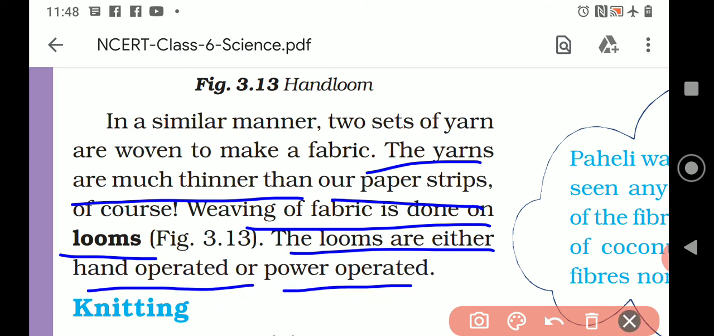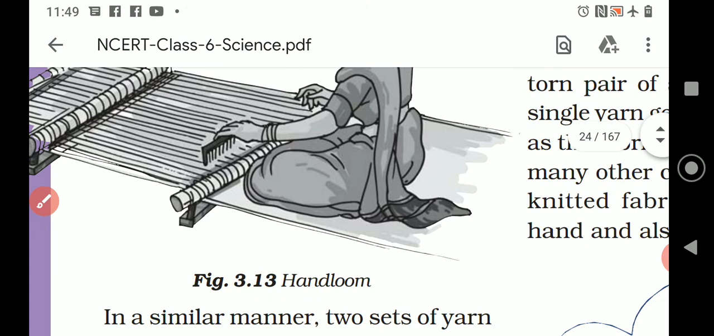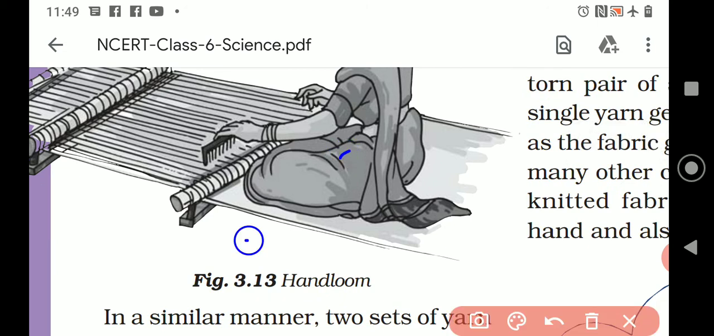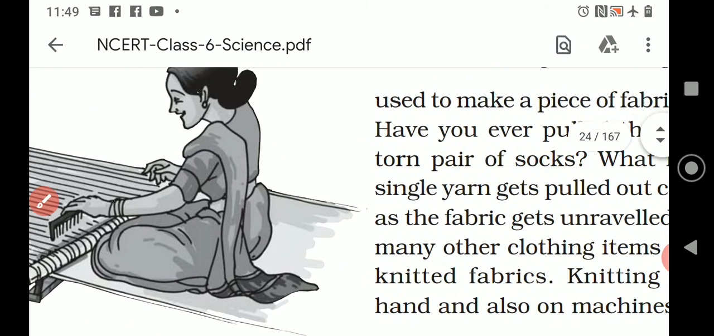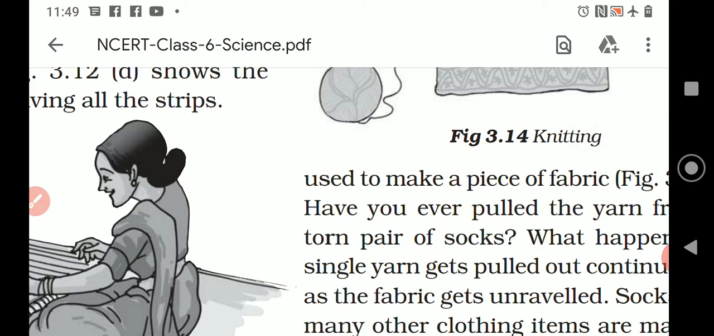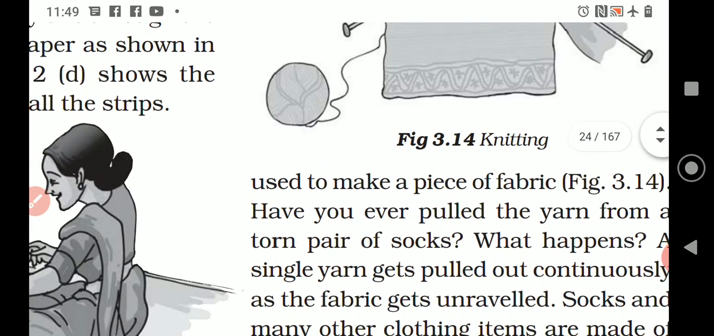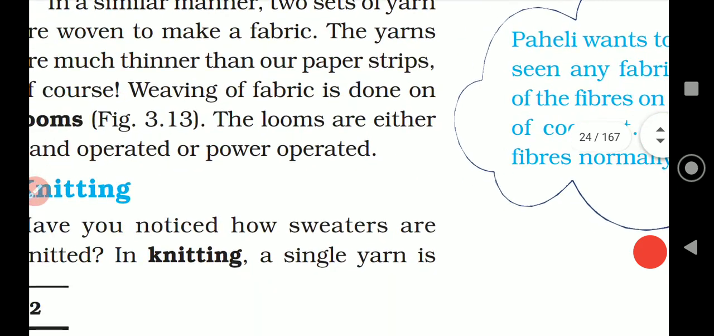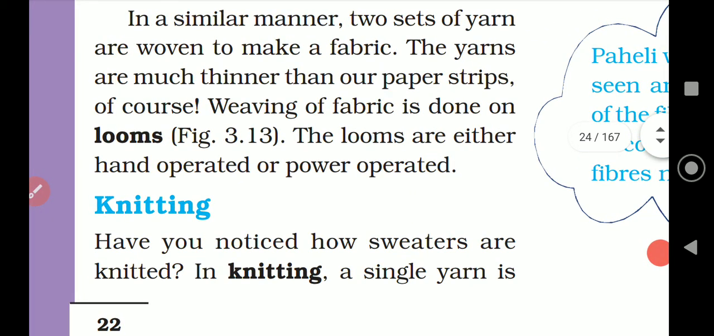Here in the picture you can see this lady. She is making the fabric out of the fibers on the loom. Okay, out of the yarns on the loom. So this is hand woven. Similarly this can be done on the machine, right? So here we are done with the weaving part.